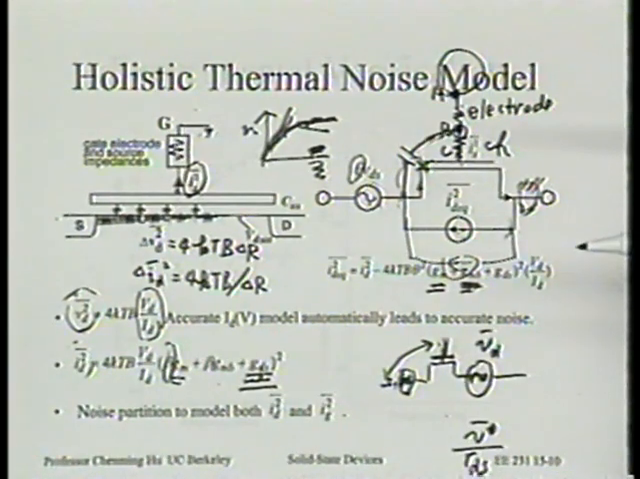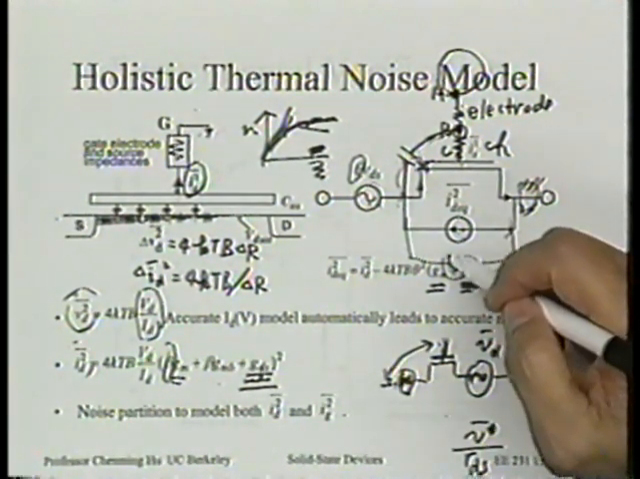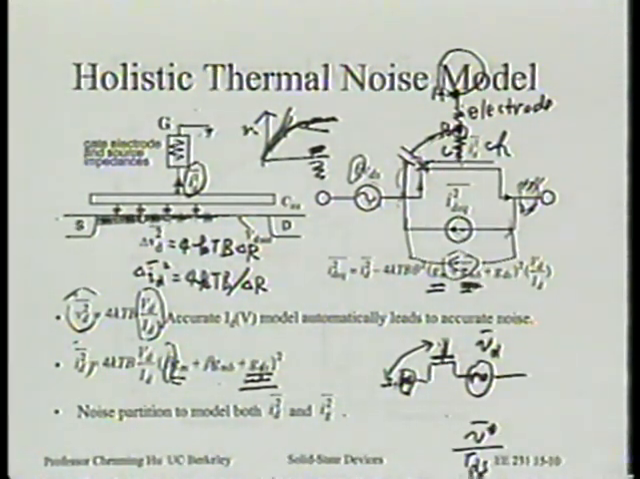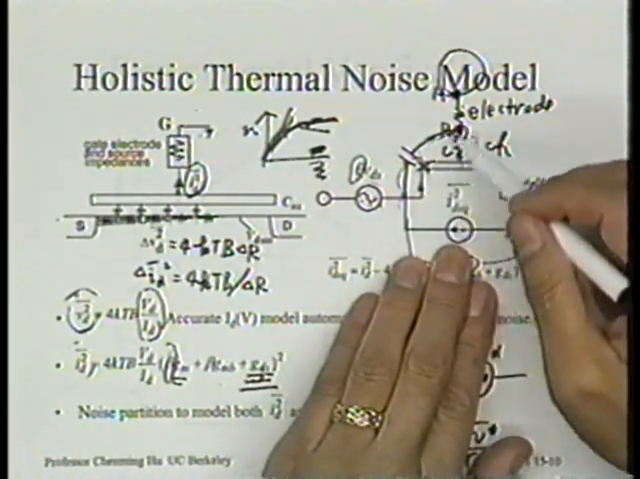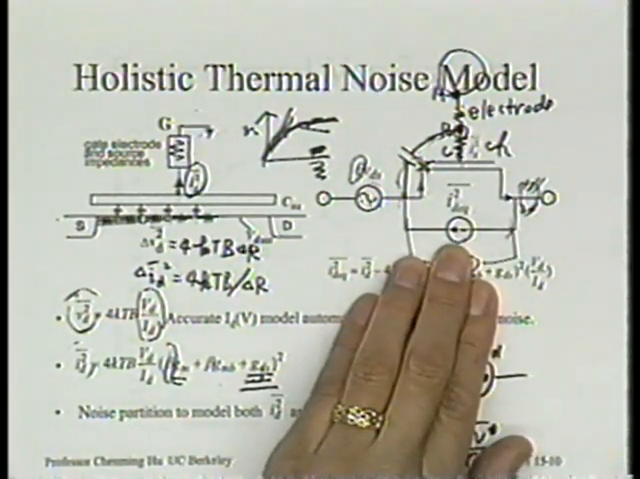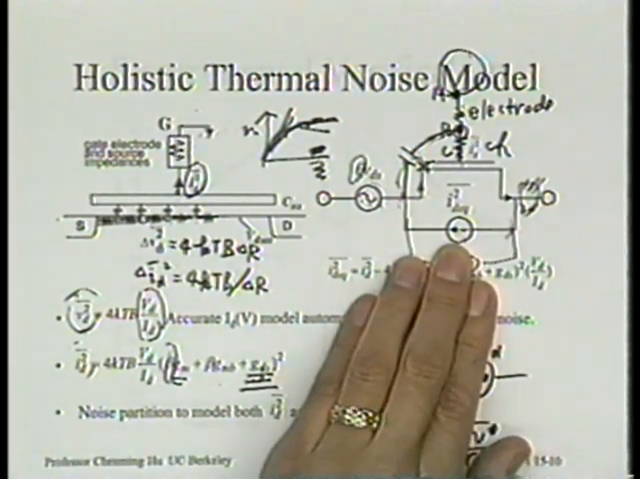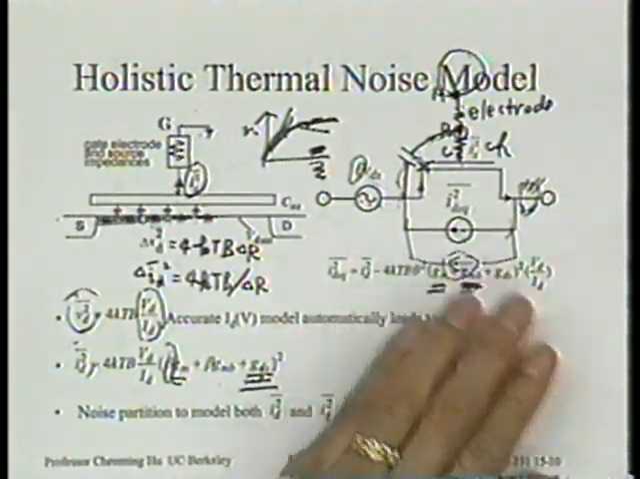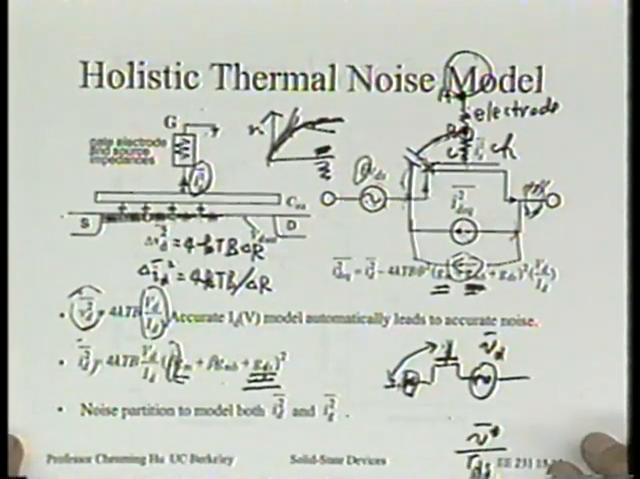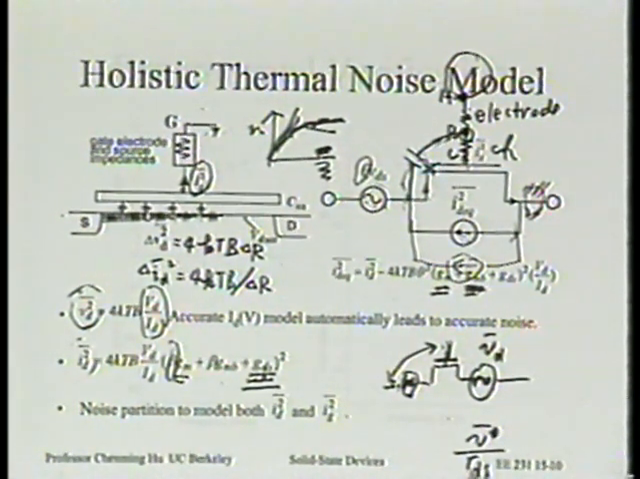SPICE engine can only add the current. They don't add power, right? They don't add the noise power. They only add noise current. So these are the, I'm sorry, they only add the noise power. They cannot add noise current. But by doing it this way, automatically coherence is taken care of, right? Including the effect of the impedance of the gate circuit. So this is how BSIM modeled the thermal noise.